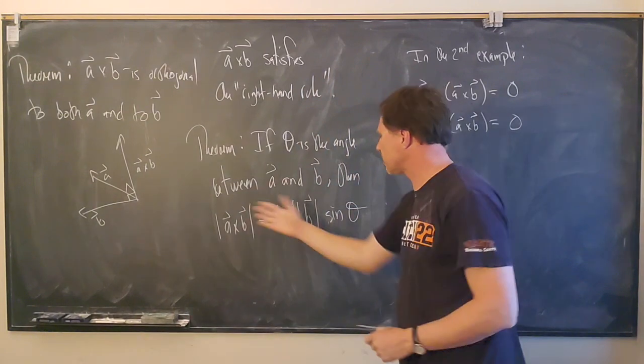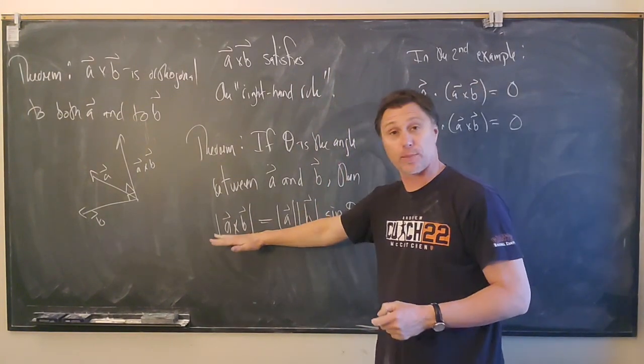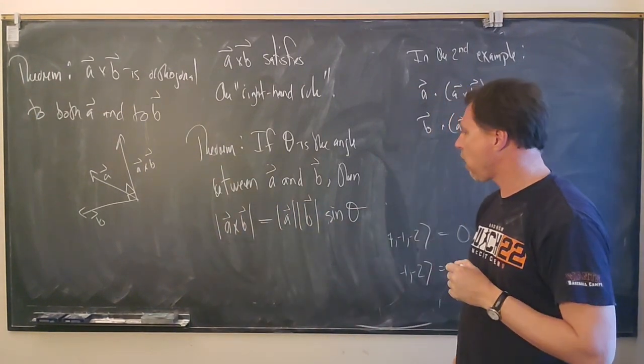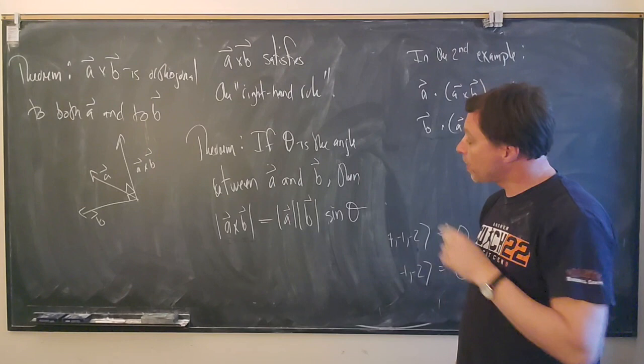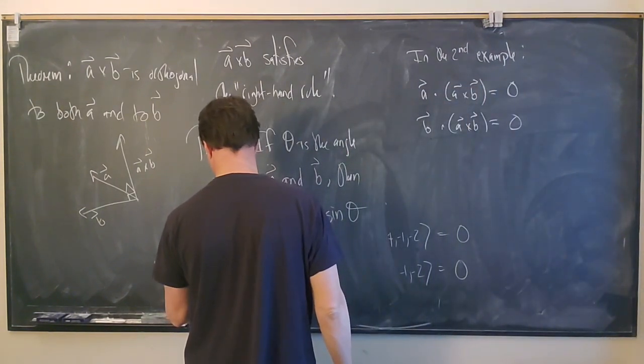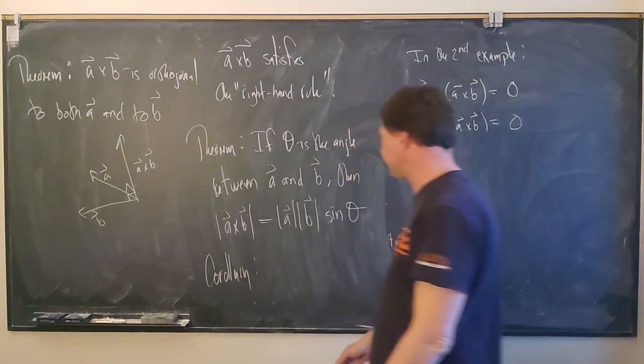Okay, so this gives us a geometric characterization of the magnitude of the cross product right here. And we're going to get an even better interpretation in just a second. But one thing to notice, this will be a corollary, a consequence of the previous theorem.